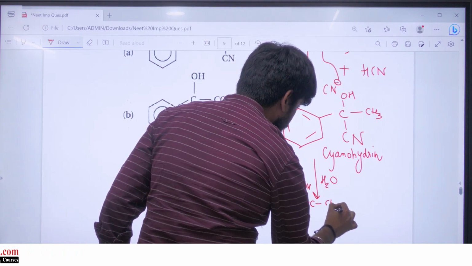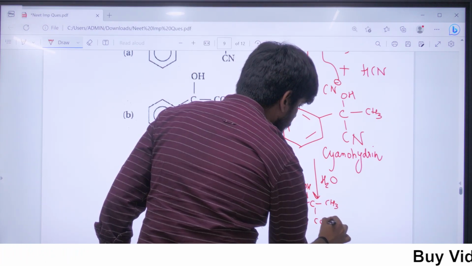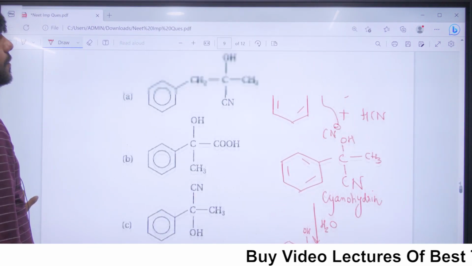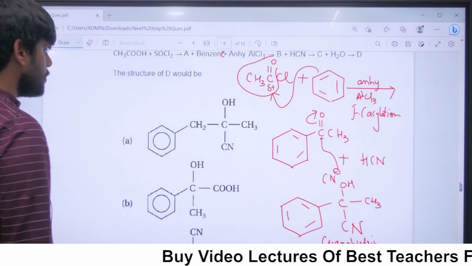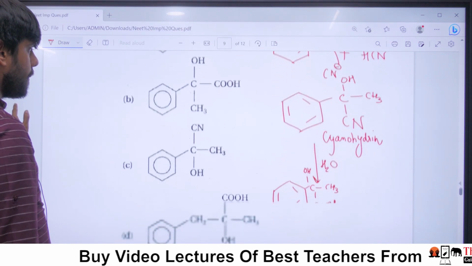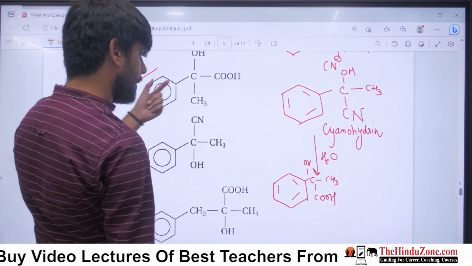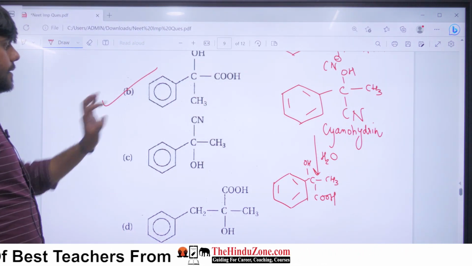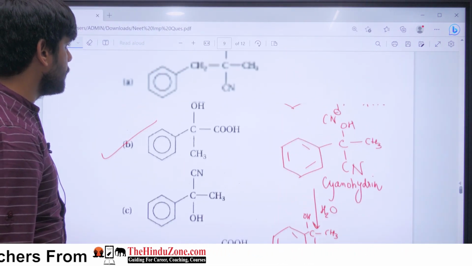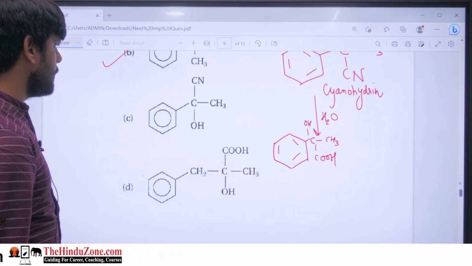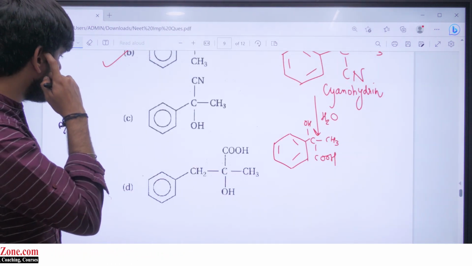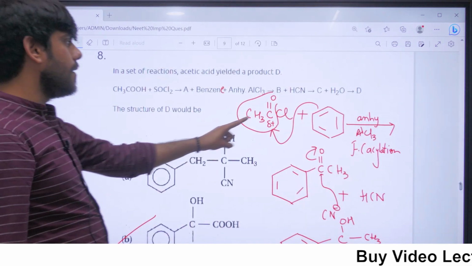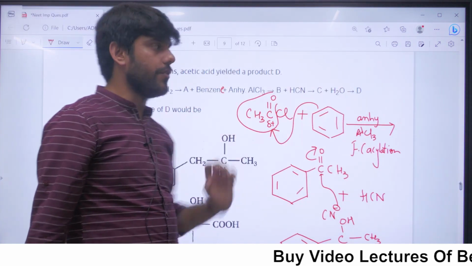COH, CH3, and upon hydrolysis this will convert to COOH. So this is my desired product D. So the structure of D is... I think the right answer, CCOH, OHCH3. So B is the right answer. Yes, B is the right answer. I hope this is clear. Yes, so this is what I get after this.